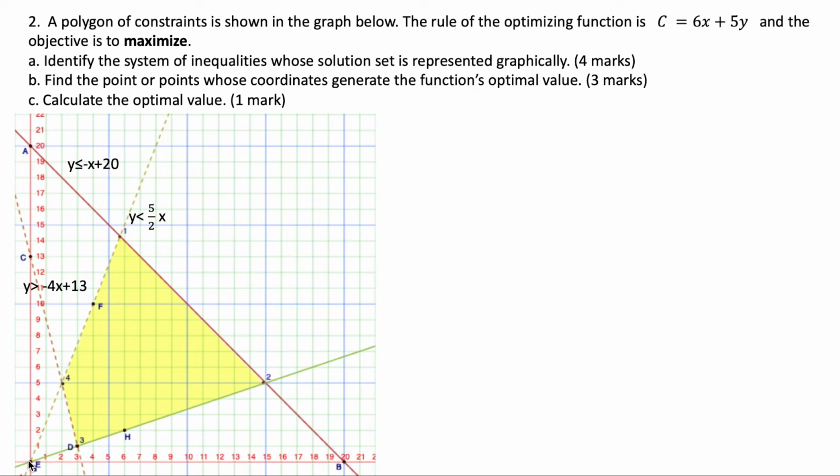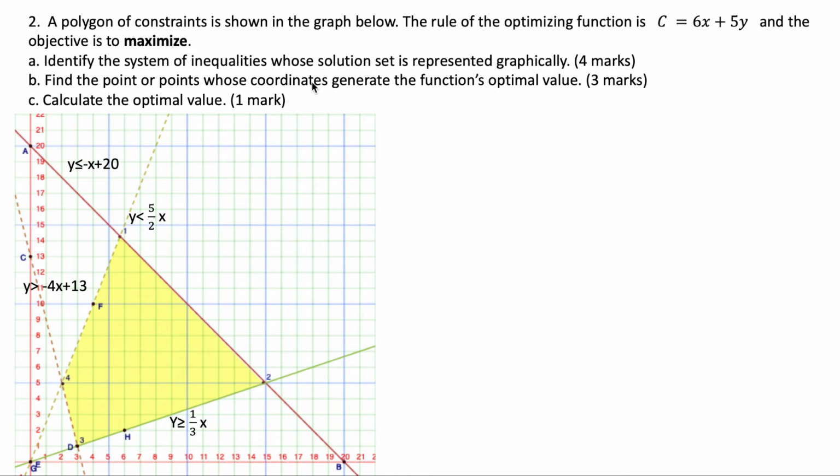Finally, for this line, the slope is we're moving over 3 and up 1. 1/3 is our slope. Our b value is 0. y equals 1/3 x. Because we are shading above this, it's going to be greater than or equal to. y is greater than or equal to 1/3 x.